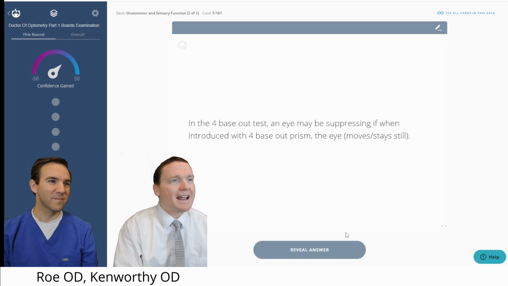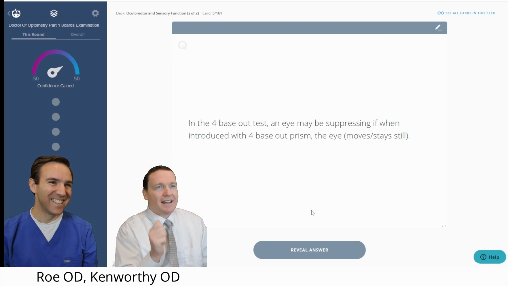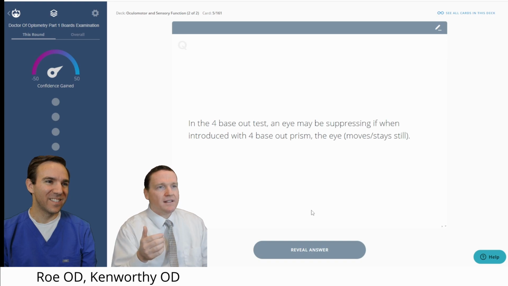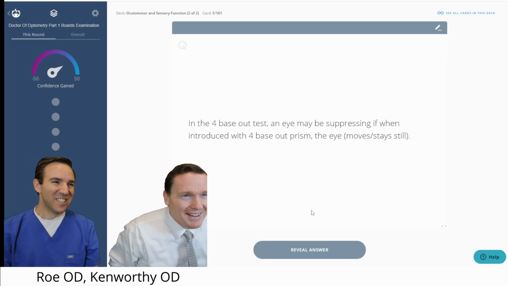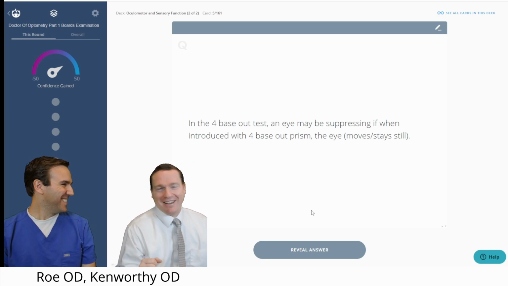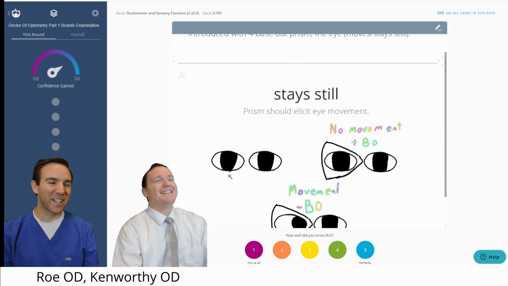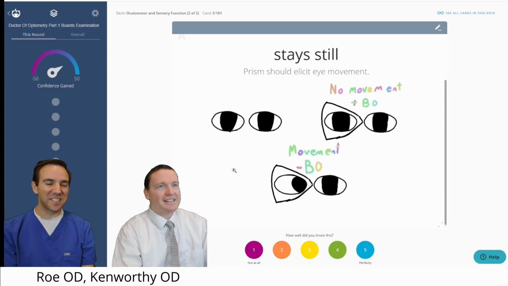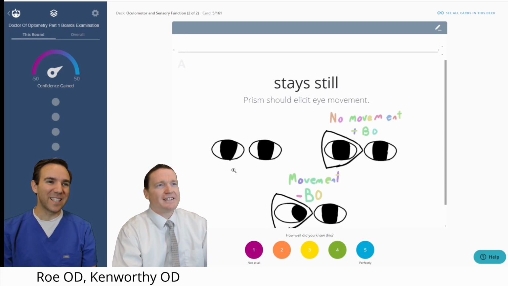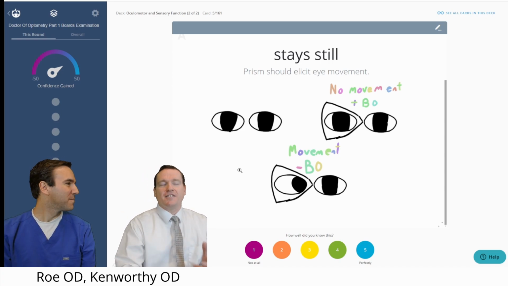Okay, well, you nailed that one. I like it. Oh no, now we got to ask about 4 base out. In it, an eye may be suppressing if, when introduced with 4 base out prism, the eye, we just saw it on the last slide. If I would have paid attention. Help me out. So on this one, the eye will stay still on a 4 base out. That's because when you're moving that image, if you're still within that suppression zone, that scotoma zone, then you are not going to have any sense for the eye to do any other movement within it.